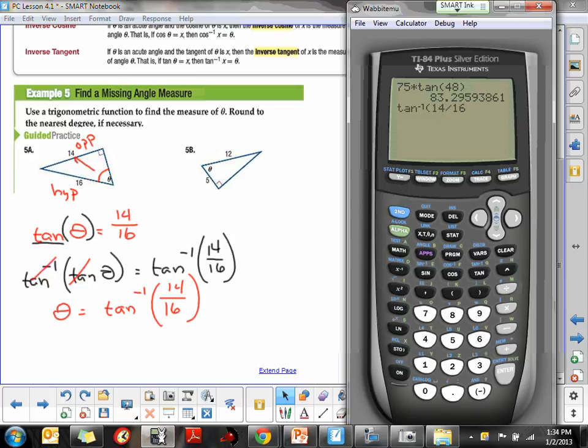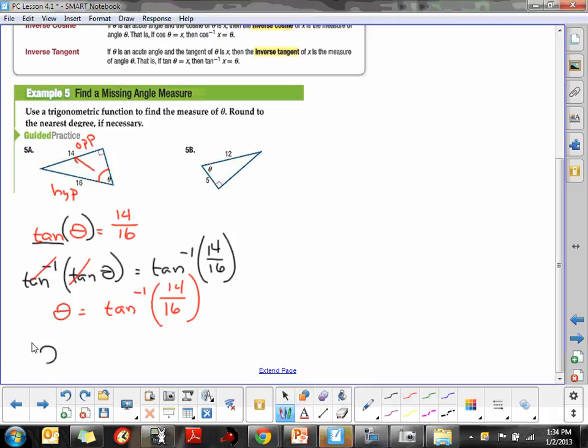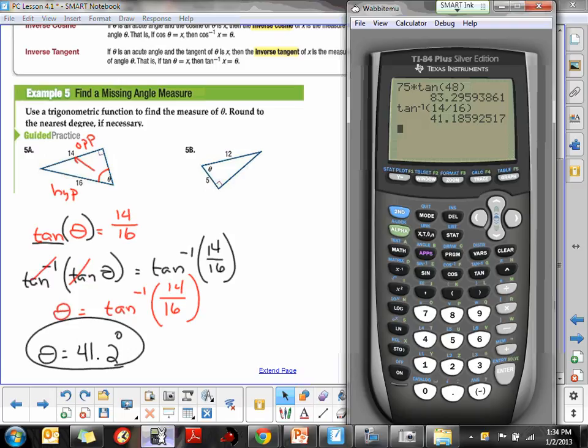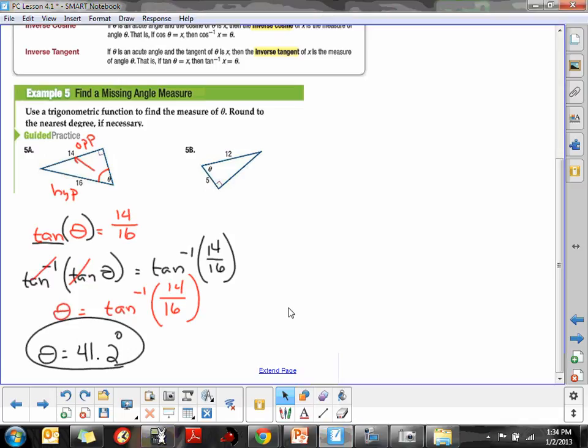Remember, anytime you use that inverse tangent key, you're going to find the angle that's associated with that ratio, and that should be about a 41.2 degree angle. So theta is 41.2 degrees. Okay, so just coming back and reviewing that sometimes you have to find missing angles, and to find those missing angles, we have to come back to our inverse trig ratios.